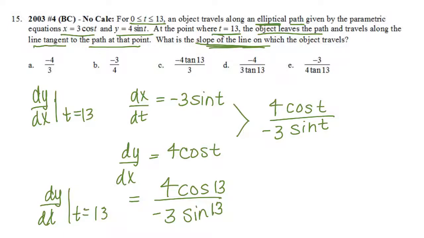And I don't see sine or cosine anywhere, but I do see a tangent. And so definitely we're going to get rid of a and b. And tangent, well, what we have here is cotangent, so we would need to flip that over, and we're going to have 4 over negative 3 times tangent of 13. And so that looks like that's going to give us answer choice, looks like D.